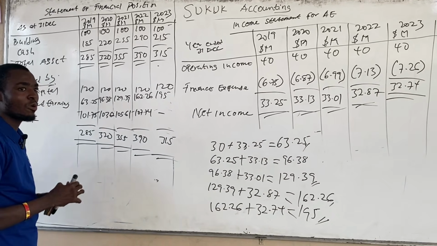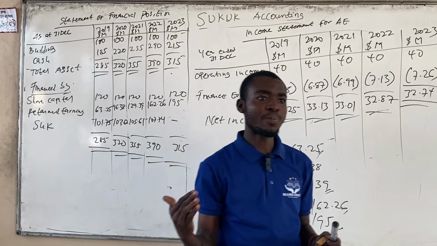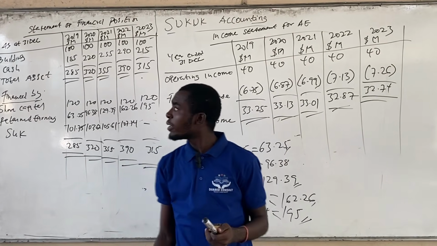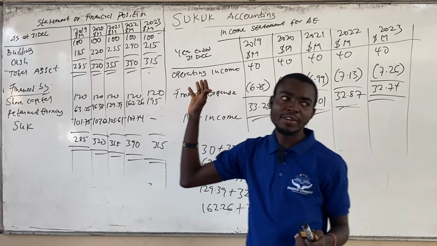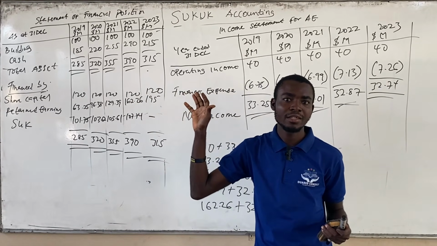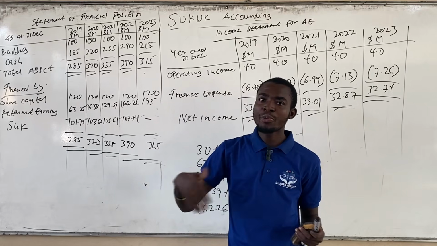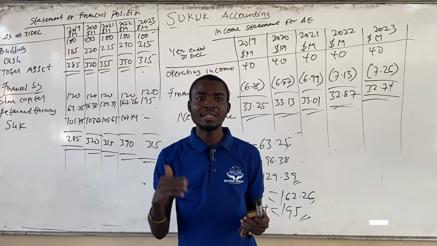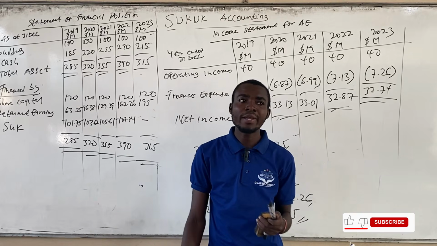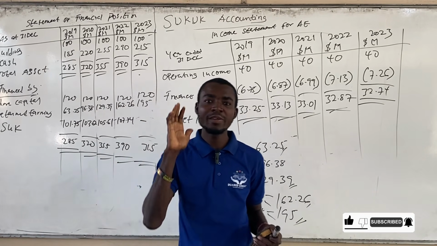So this is how we report the books of accounts under International Financial Reporting Standards. In the next video, we will see how we will be reporting these same transactions under the Accounting and Auditing Organization for Islamic Financial Institutions. So see you in the next session.